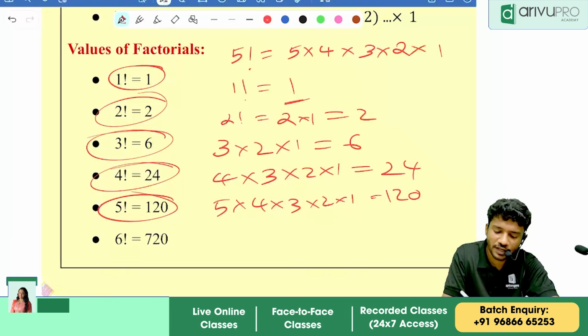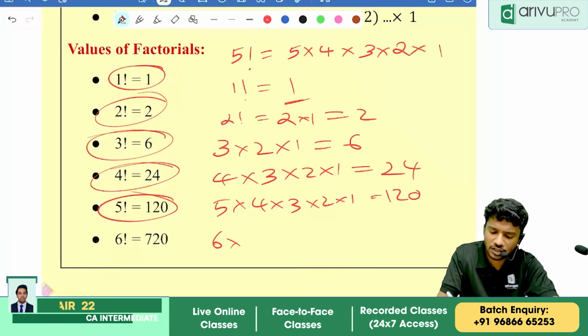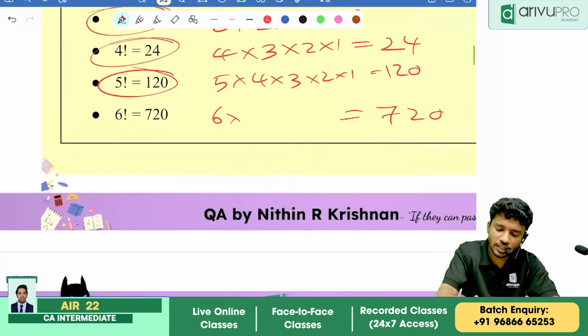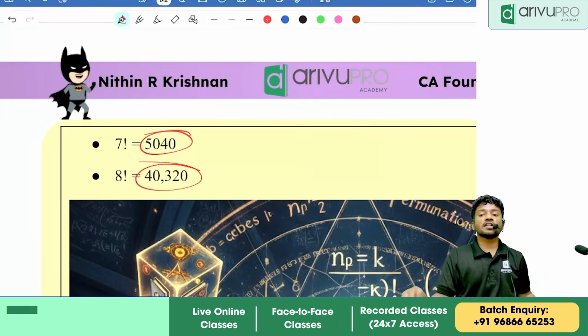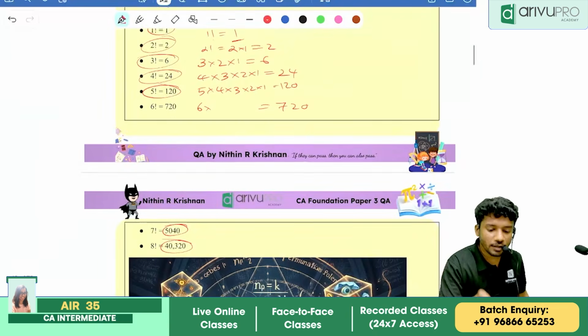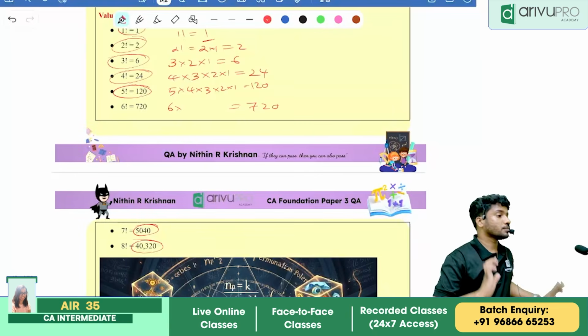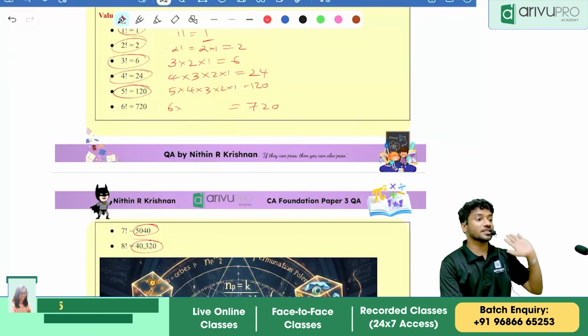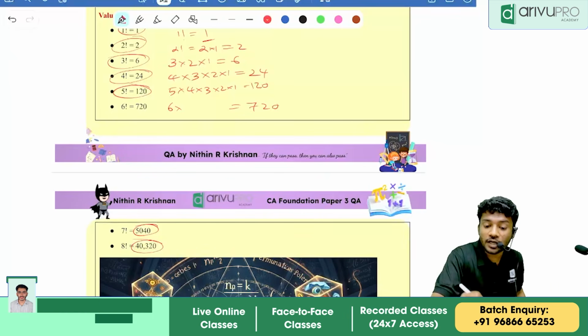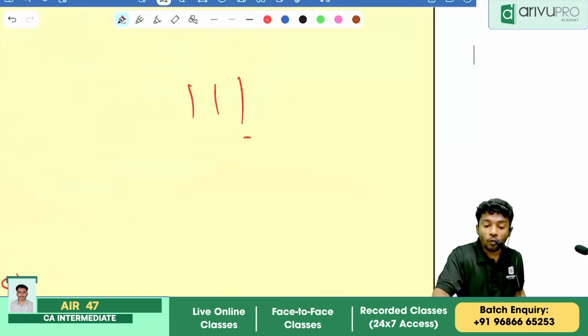5 factorial is 5 into 4 into 3 into 2 into 1, which is 120. Then 6 factorial, you will get 720. Then 7 factorial is 5040. 8 factorial is 40,320. People, you should remember this much. These values you should memorize. The reason is, sometimes they will ask for 11 factorial. What will you do now?